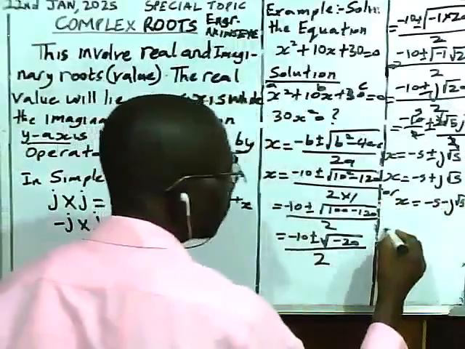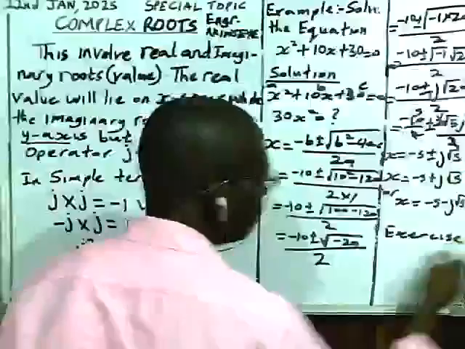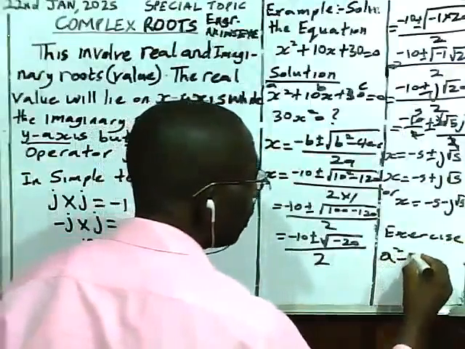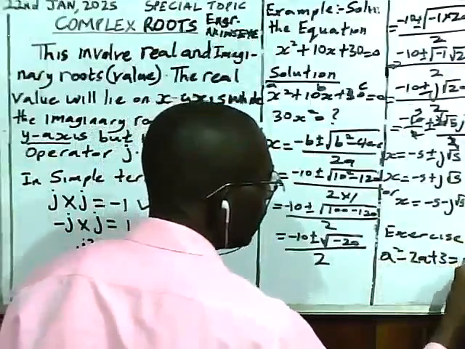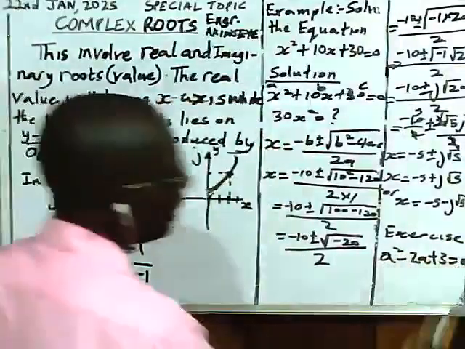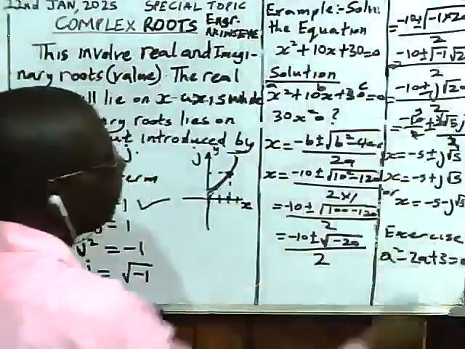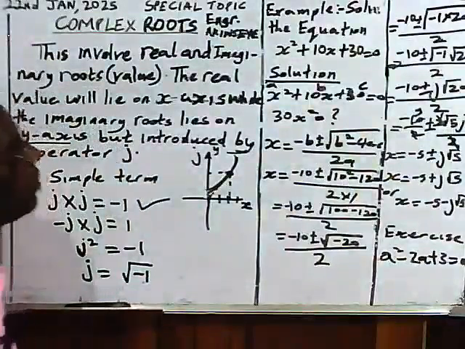So, exercise: you can take this home and work it on your own. a squared minus 2a plus 3 equals 0. So you can try this, whether you can work it with the factor method or any other method rather than complex root. Thank you so much.